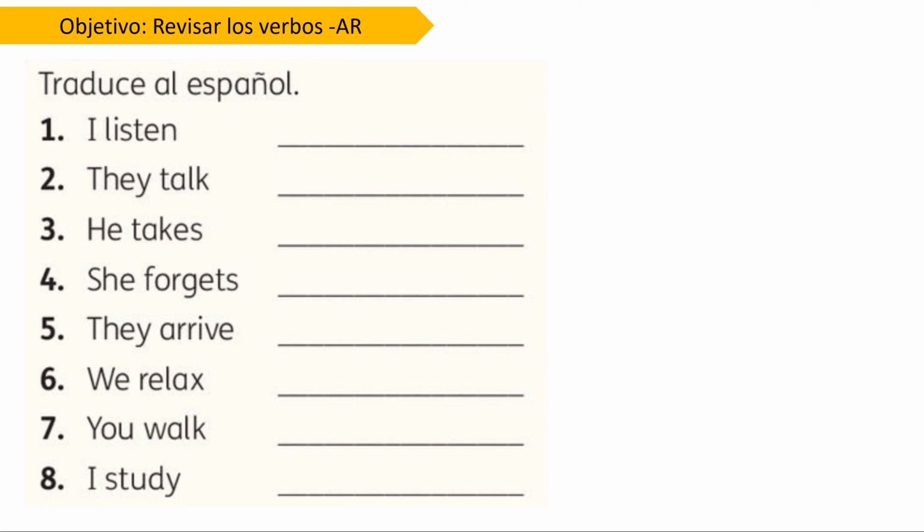So first of all, figure out your verb. So I listen is escuchar. Take off my AR. It's I listen, so the ending is o, escucho. They talk, the verb is hablar. Take off my AR. They talk, so it's hablan. The next one, he takes. The verb to take is tomar. Take off the AR and I add a because he.